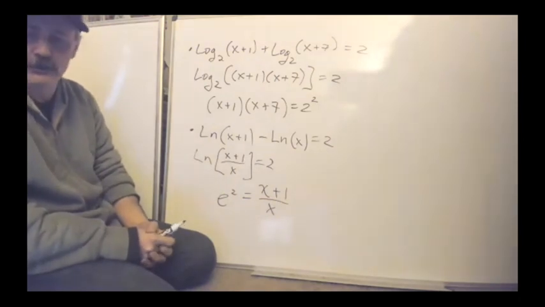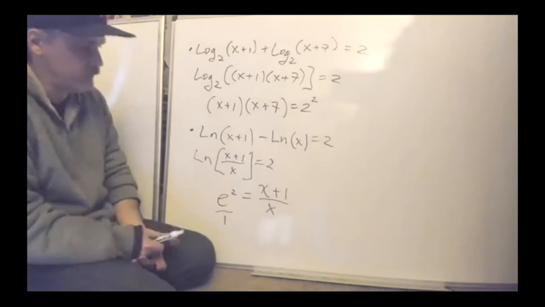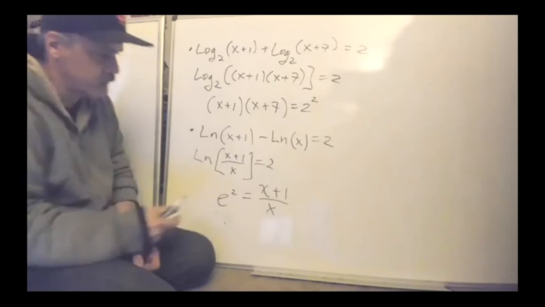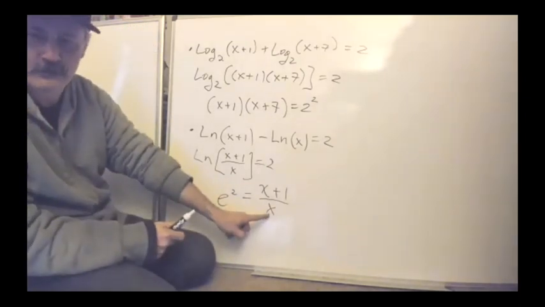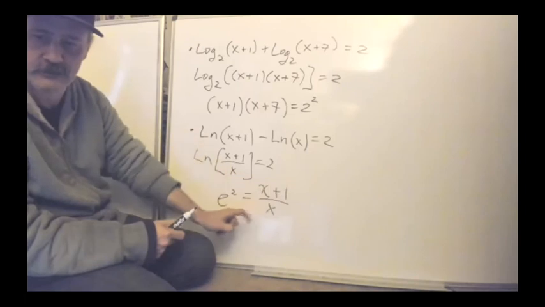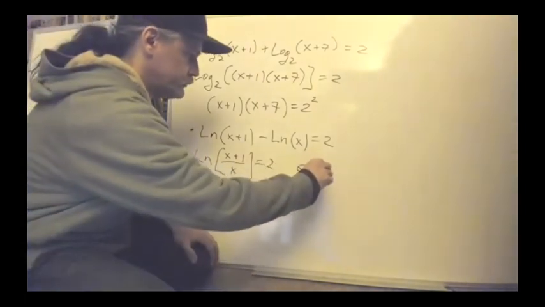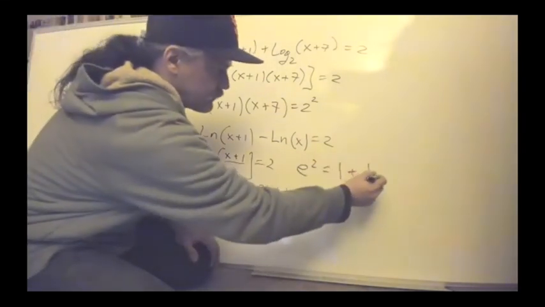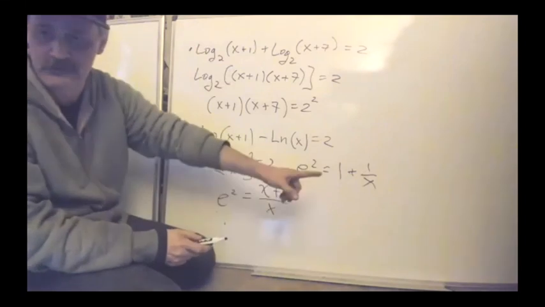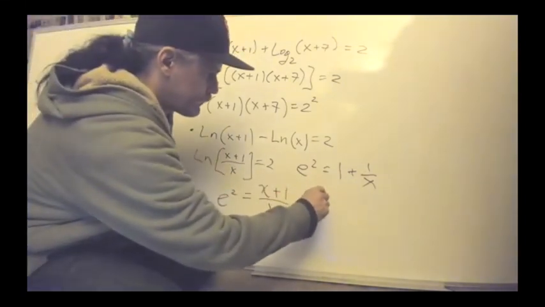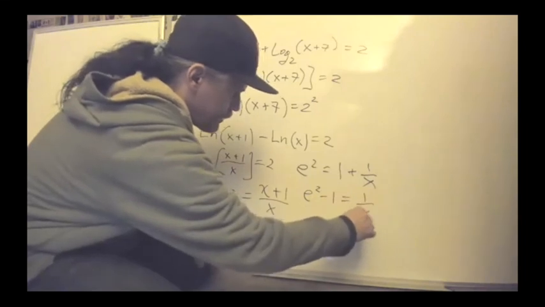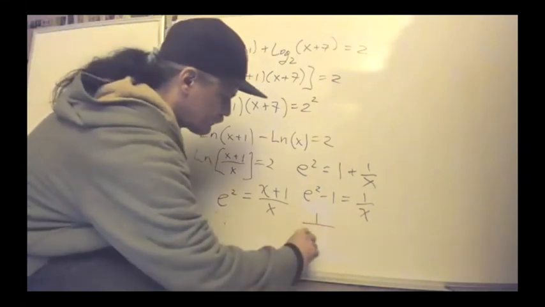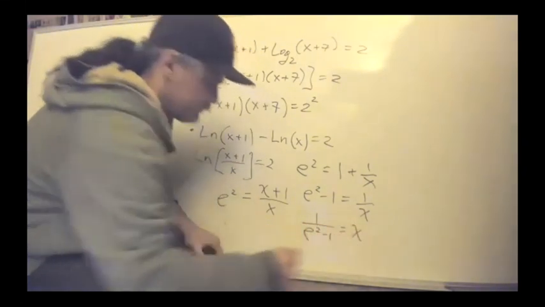Okay, now there's a couple ways you could go about this. You could cross multiply, all right? But let me show you a little trick. Since we got a single denominator, we can actually divide this a little bit. So that's what I would do. So x over x is 1, and then plus 1 over x. Okay, so now we can subtract 1. Okay, and now we want to solve for x, so let's reciprocal both sides. Right?